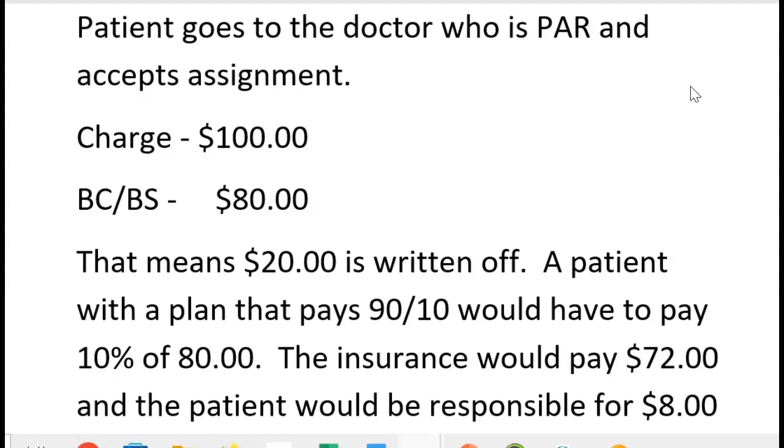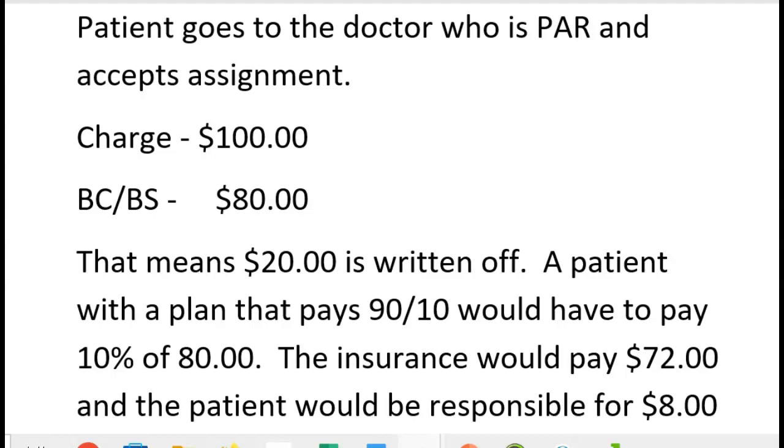Usually when you are par, the payment comes right to the facility. So Blue Cross Blue Shield would directly pay the facility. So that eliminates that facility trying to get the whole amount from the patient. Okay, so if they're non-par, Blue Cross Blue Shield would pay the patient directly the $72.